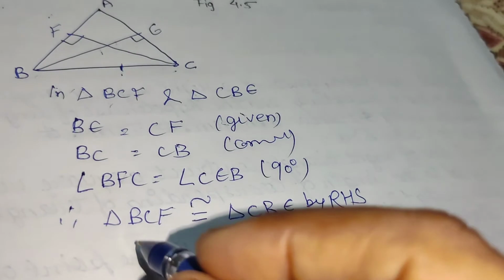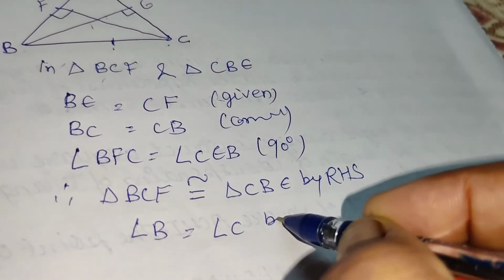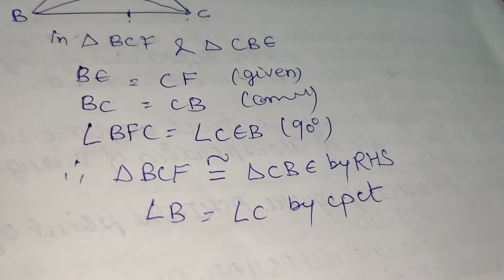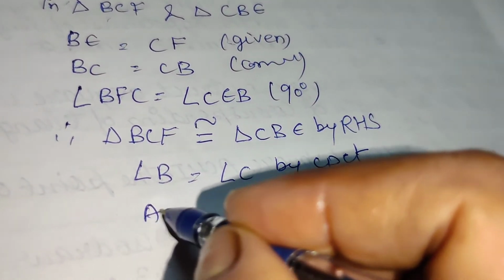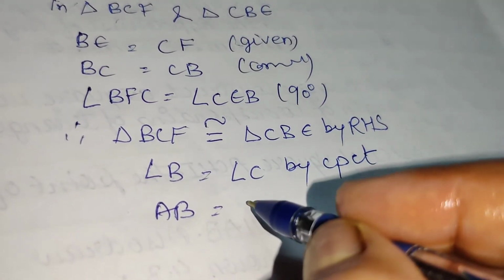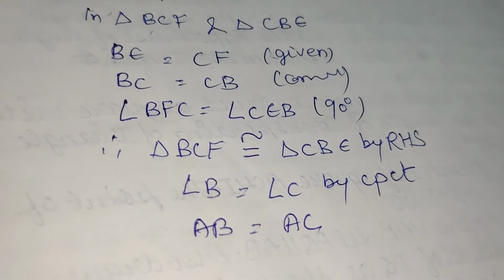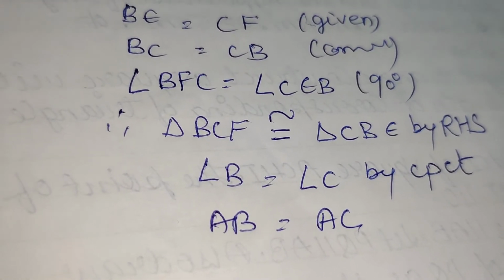And angle B equal to angle C by CPCT. If the two angles of any triangle are equal, then the opposite sides are also equal. AB equal to AC. Therefore, triangle ABC is an isosceles triangle.